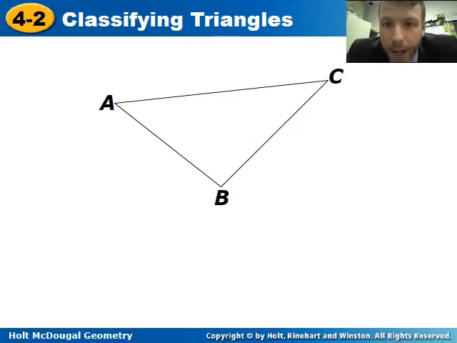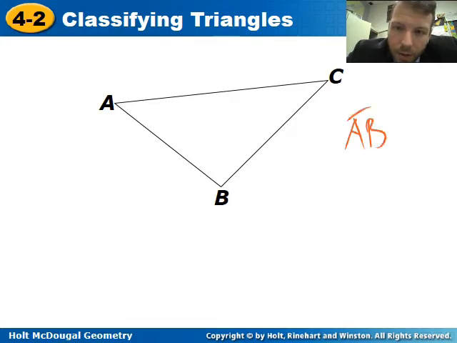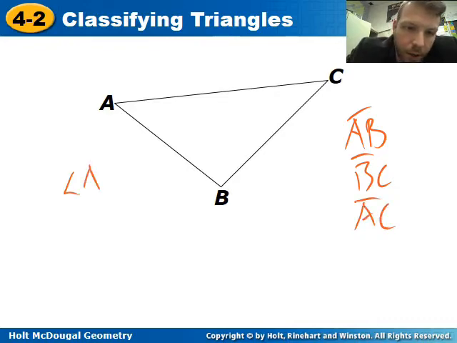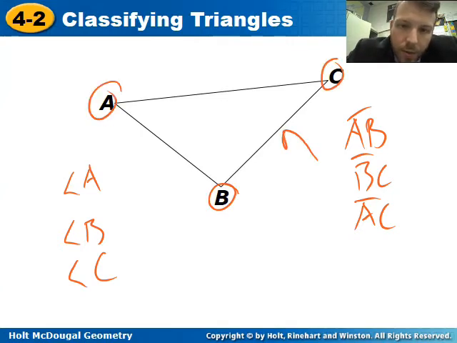So we got three sides, right? And those sides are AB, BC, and AC. And we have three angles, angle A, angle B, and angle C. So those are the parts of a triangle. These are also called the vertices, and these are called the legs.